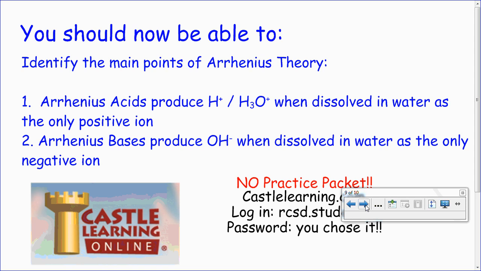Points of Arrhenius theory. Arrhenius acids produce that H plus, H3O plus when dissolved in water as the only positive ion. Arrhenius bases produce OH negative when dissolved in water as the only negative ion.